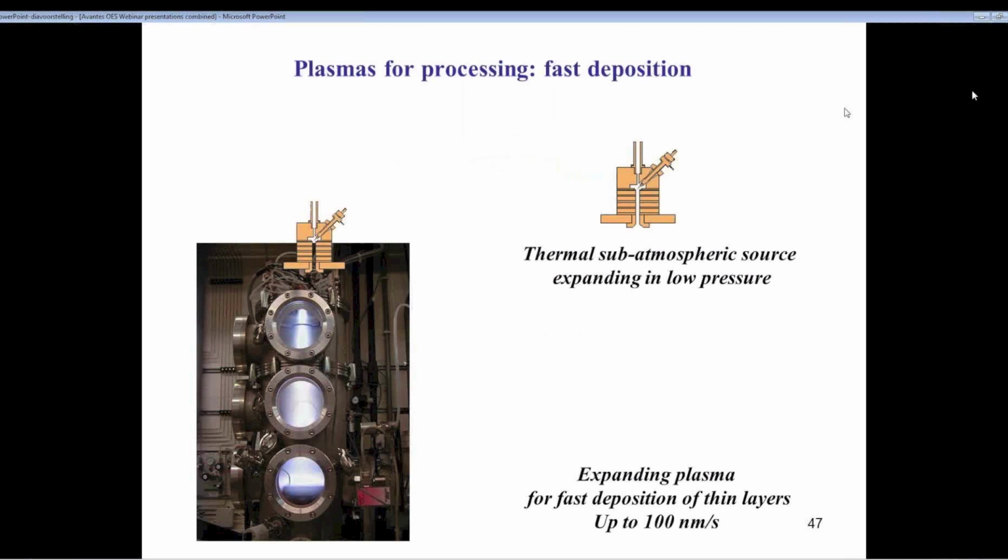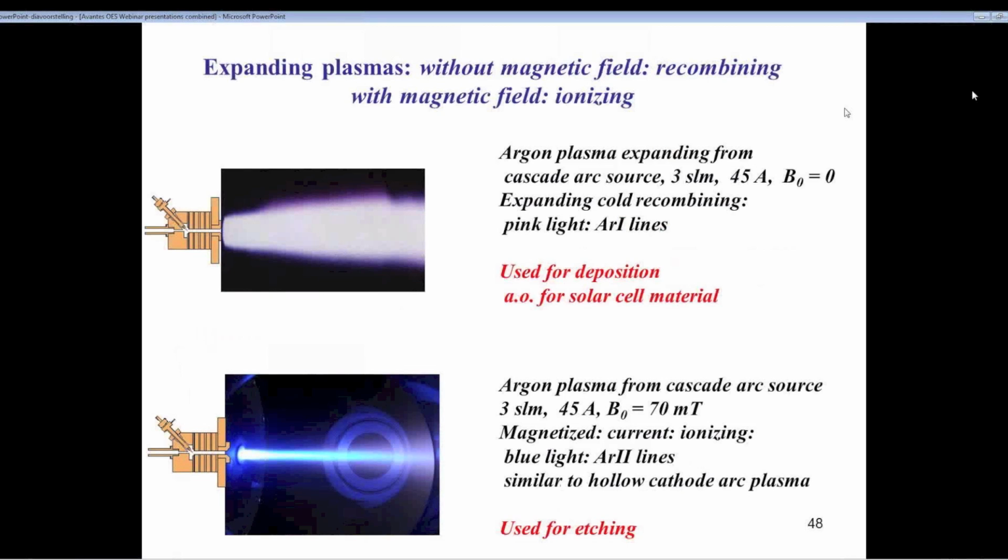Here you have plasma for processing, and this is how it started. There is a cascaded arc plasma source. This plasma expands into the low pressure and therefore widens up and cools, and in that plasma you seed, for example, hydrocarbons or silane to produce carbon and silicon particles to deposit on surfaces. And with this machine, very fast deposition has been reached, up to 100 nanometer per second.